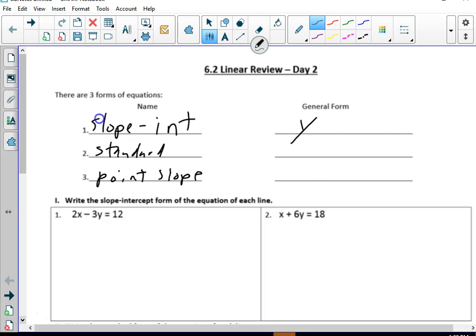General form is y equals mx plus b. That's the one we just talked about. That's what slope-intercept form looks like.